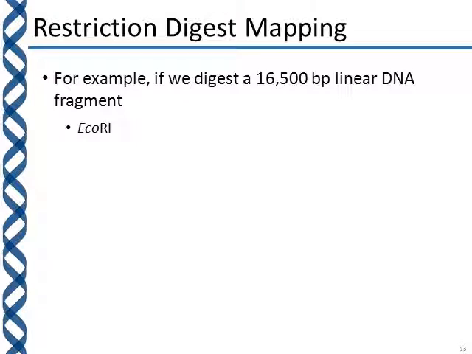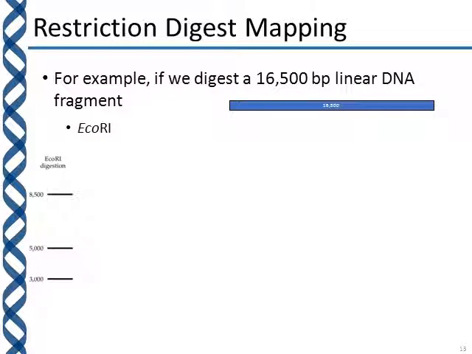For example, if we digest a 16,500 base pair linear DNA fragment with EcoRI, this shows our linear DNA fragment. And when we run these on a gel, we see that we produce 3 fragments: an 8,500 fragment, a 5,000 fragment, and a 3,000 fragment. That tells us that there are 2 EcoRI recognition sites.